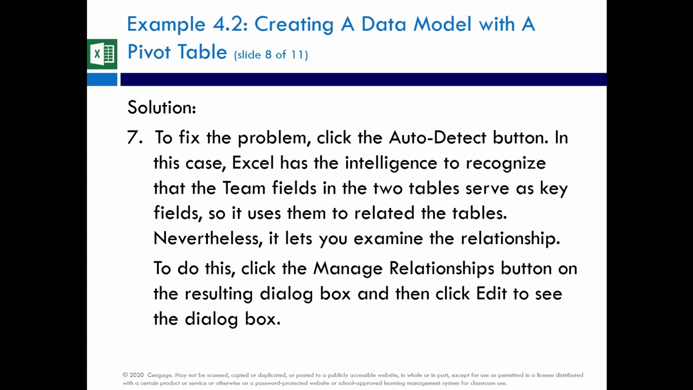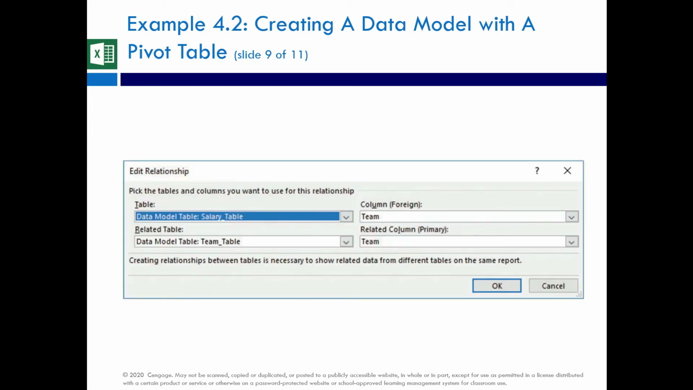Solution: to fix the problem, click the Auto-Detect button. In this case, Excel has the intelligence to recognize that the team field in the two tables serves as a key field, so it uses them to relate the tables. Nevertheless, it lets you examine the relationship. To do this, click the Manage Relationships button on the resulting dialog box, and then click Edit to see the dialog. So here we can edit the relationship to see which columns are related by primary and foreign key.